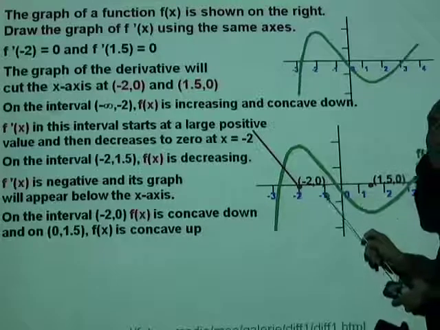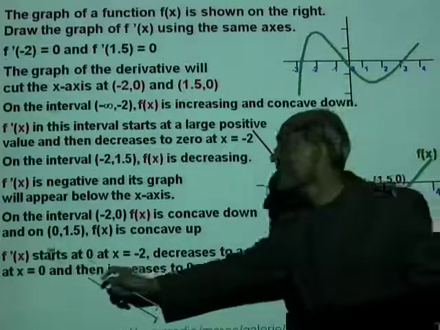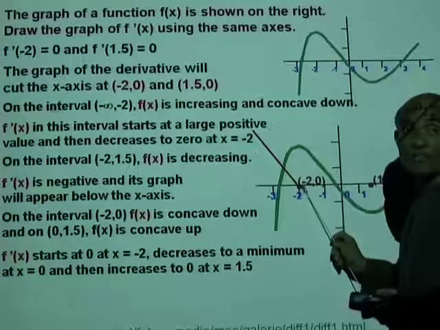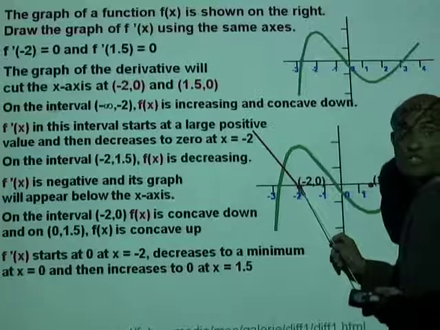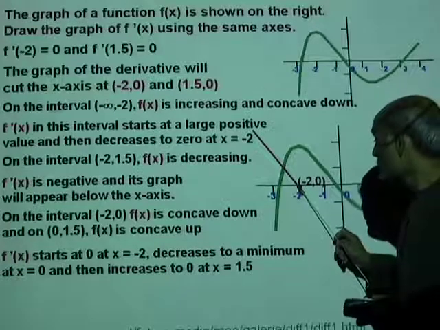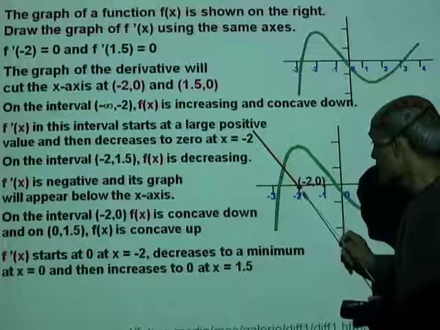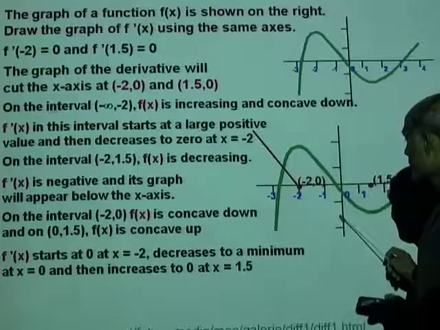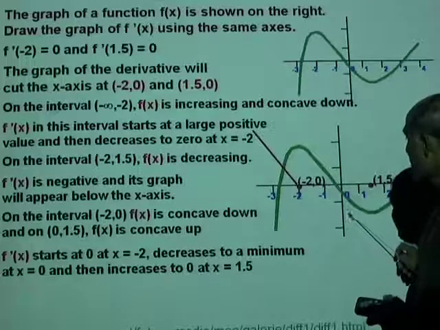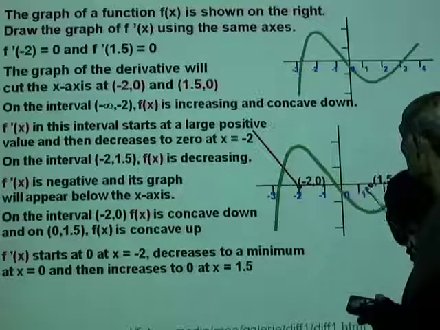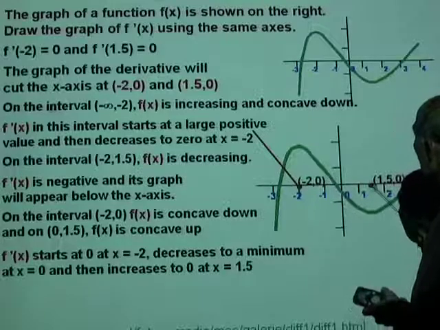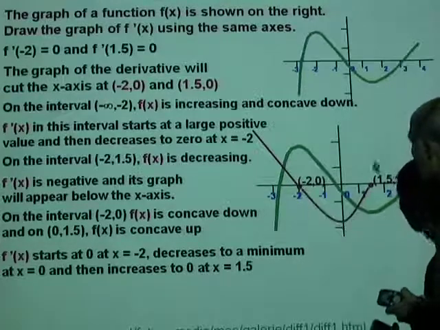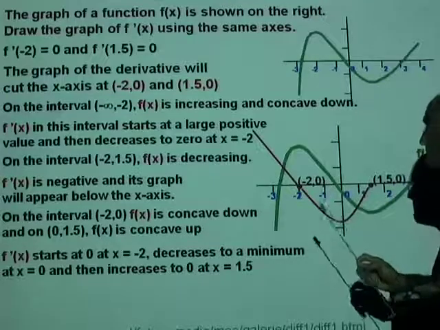I hope you're following my argument. So f prime x starts at 0 at x equal to negative 2. The derivative is 0 here. It will decrease. It is negative. It decreases to become a minimum at x equal to 0 here, and then increases to 0 at x equal to 1.5. Look at that. That's the derivative graph behavior.